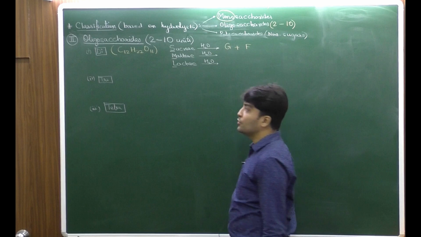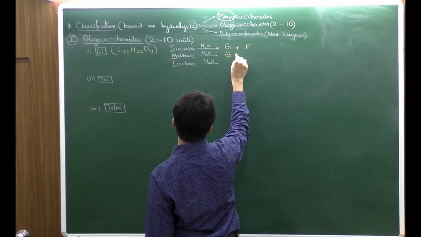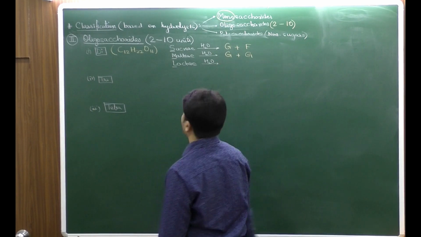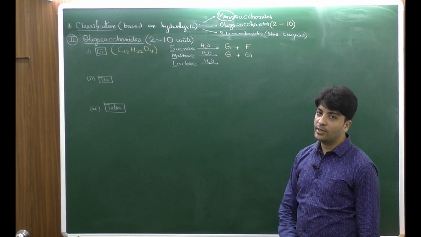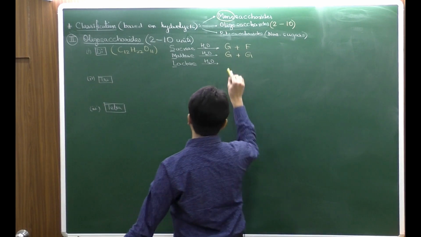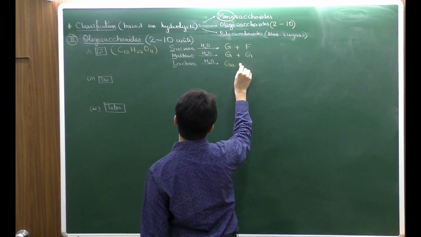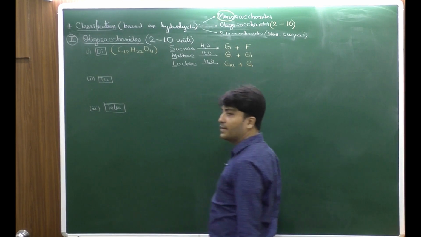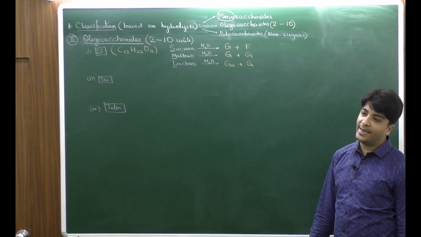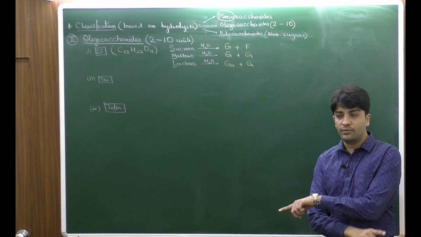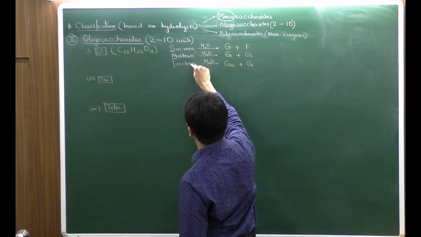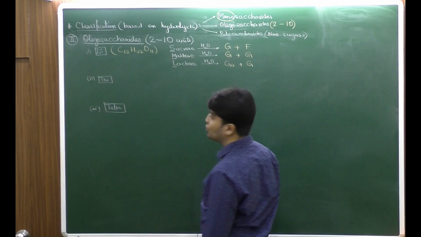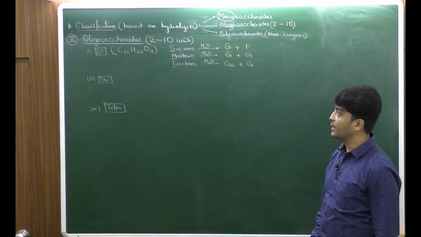Maltose gives you 2 units of glucose, that is glucose and glucose. Lactose gives you 1 unit of galactose and 1 unit of glucose, and it has to be remembered in a sequence. Again, there is a reason for this. So you will remember it as galactose and glucose, not vice versa. Okay? So sucrose, maltose, lactose hydrolyze to give you 2 units of monosaccharides.